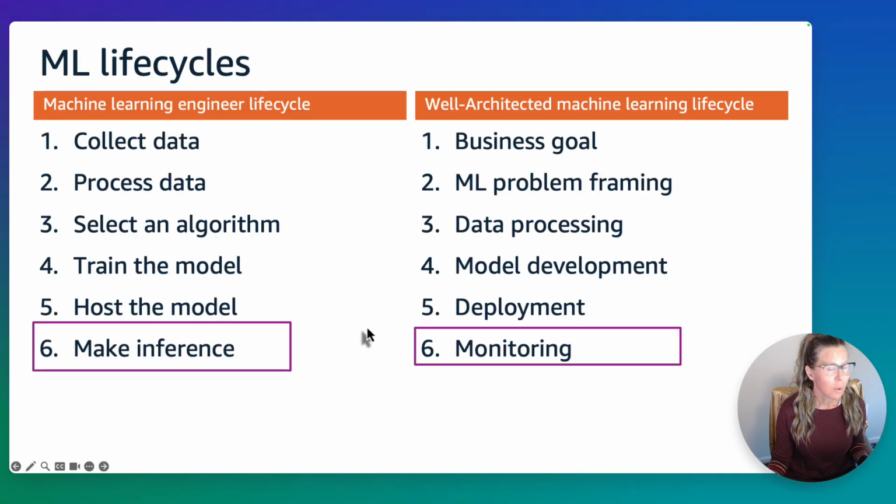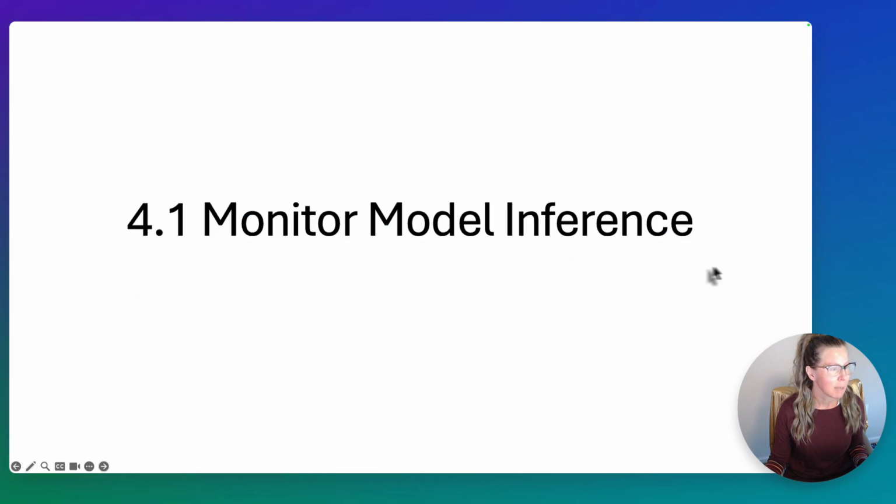So throughout this course, we have been talking about the first 5 steps of the machine learning engineer lifecycle and the well-architected machine learning lifecycle. And this domain 4 covers the 6th step of both lifecycles, which is to make inference and also model monitoring. So let's get started with our first task statement from domain 4, which is to monitor our model inference.